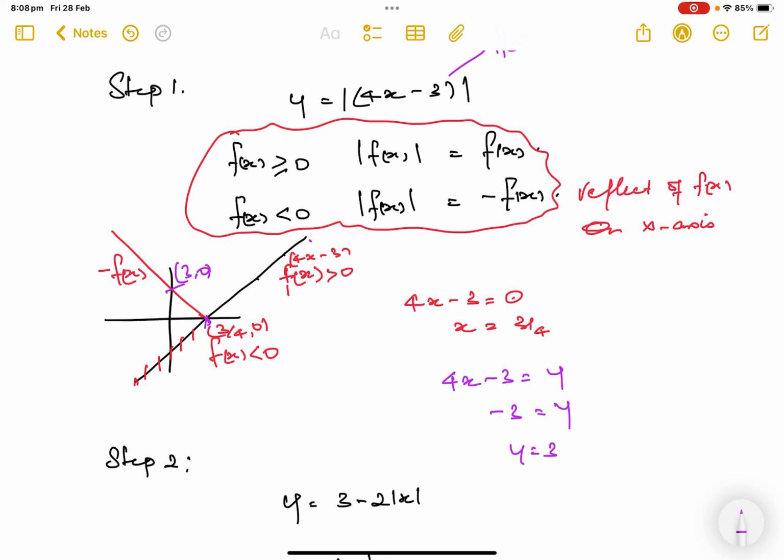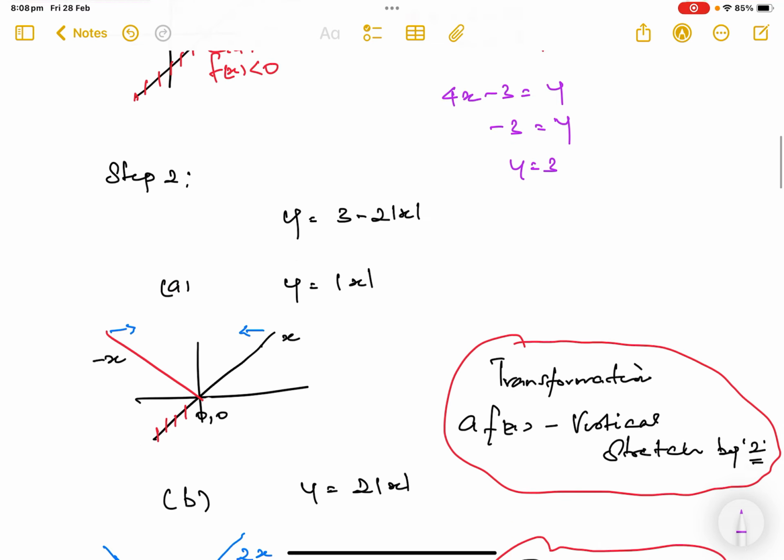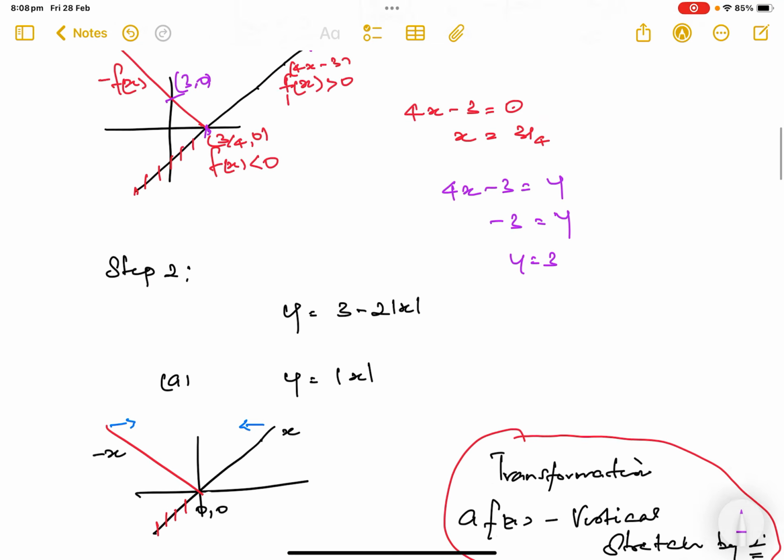This graph, the whole graph, the left-hand side and the right-hand side, the red and black, are the modulus of f(x). So right, let's go to step 2.